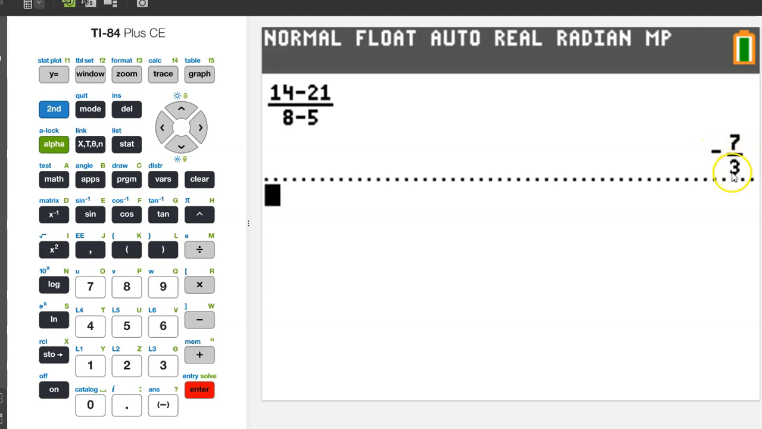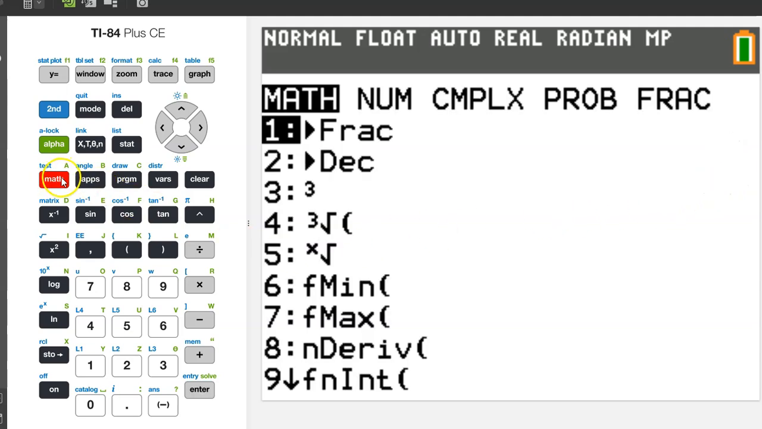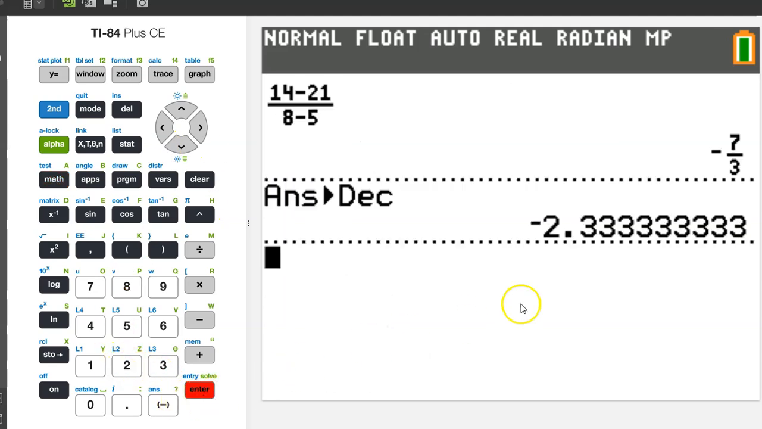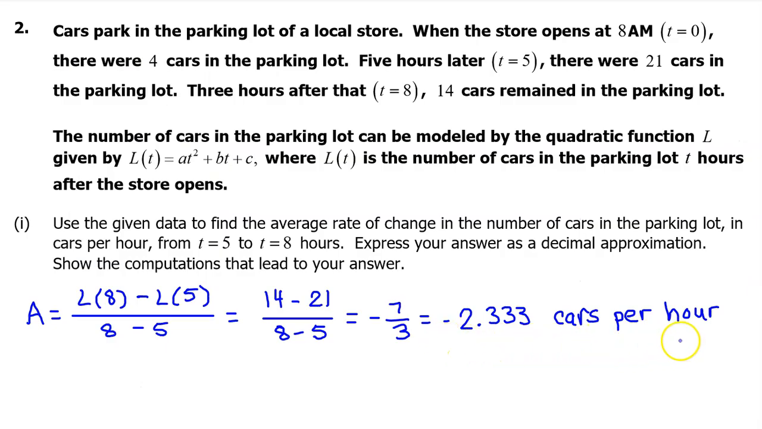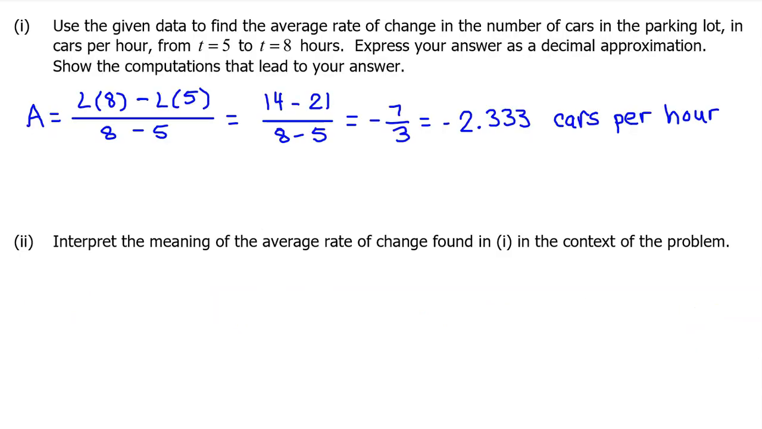We can write that down, but they also wanted a decimal approximation. So let's turn this into a decimal by hitting Math and choose option number 2 and enter. So -2.333. Let's also store this into a letter on the calculator in case we want to use the letter A. So let's hit store and then alpha A. So the letter A will now represent this entire decimal. That's it for part 1. Don't forget the units.